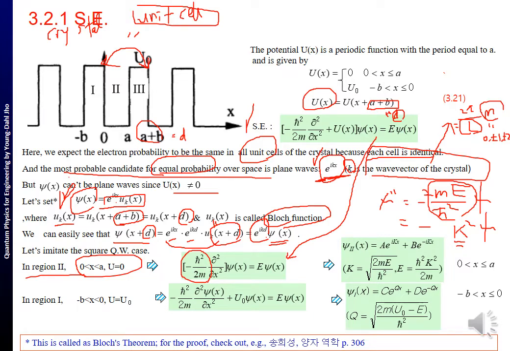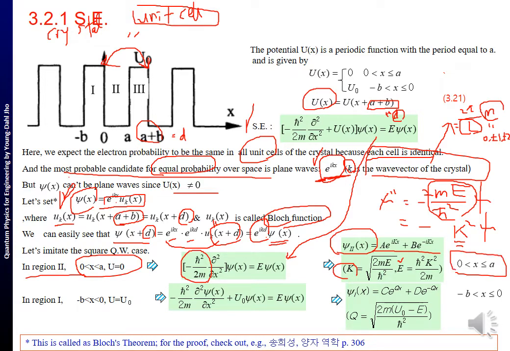Anyway, the wave function in region 2 has this solution: A e to the iKx plus B e to the minus iKx, and K is defined by the square root of 2mE over h bar squared, so that the energy is equal to h bar squared K squared over 2m in this region 2.